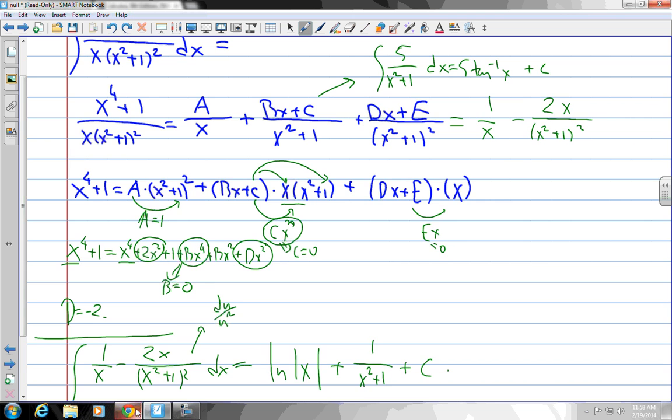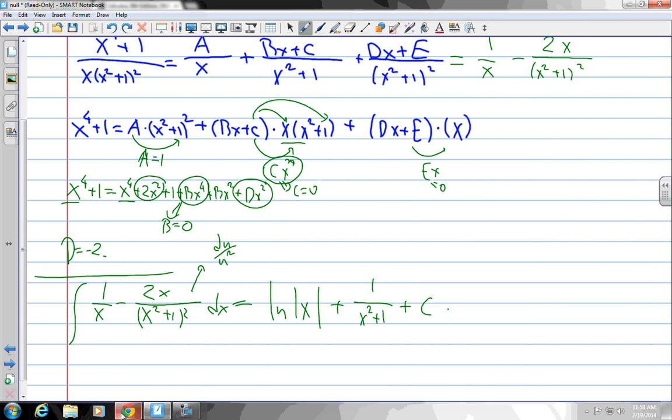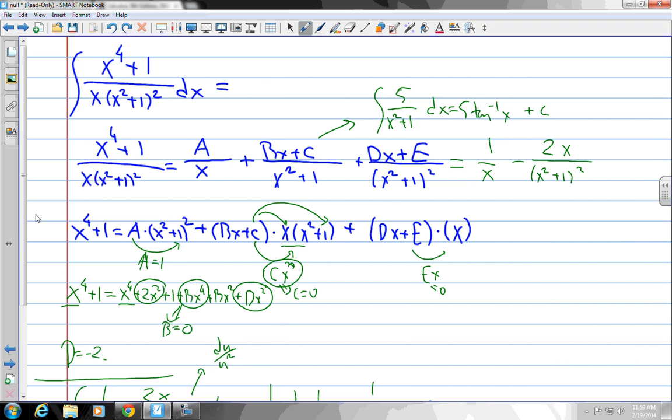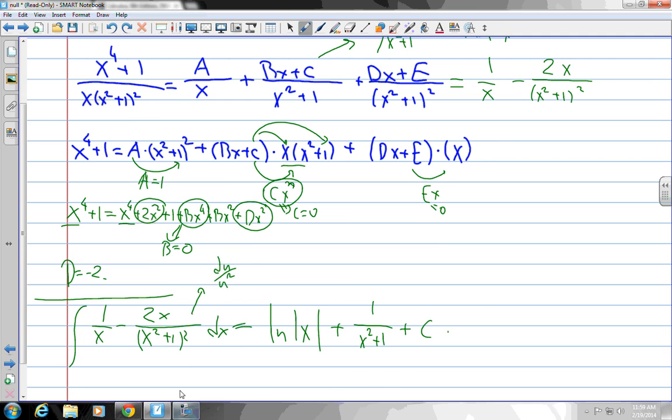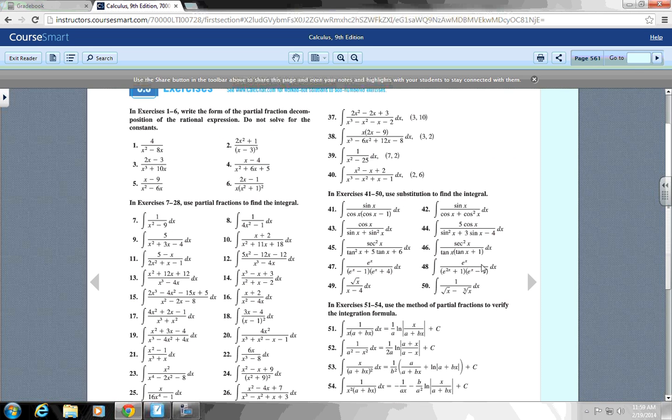Let's try. Any questions here? So you treat repeated quadratic terms just like you treat repeated linear terms. I want to do a fun one from here. Let's do 43.